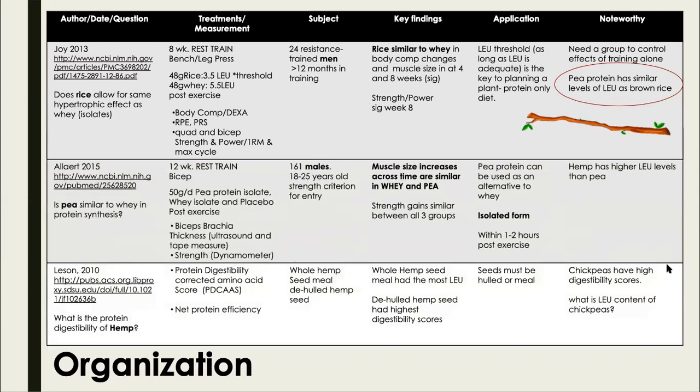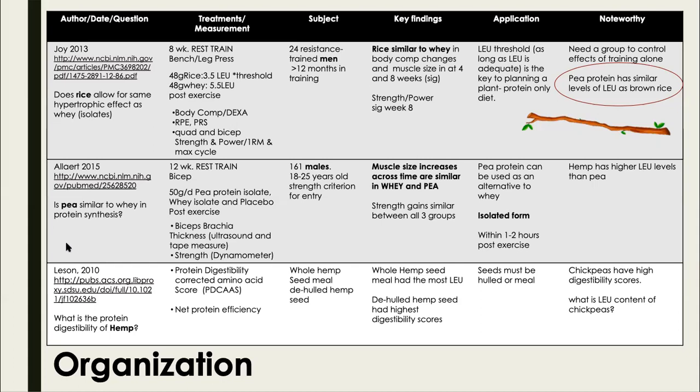So from that, we can keep going on. The next one looked at, is pea protein similar to whey in protein synthesis? I won't go through all of this, but essentially they found muscle size increases across time are similar in whey and pea protein, again because of the leucine threshold. The noteworthy point is that hemp has higher leucine than pea.